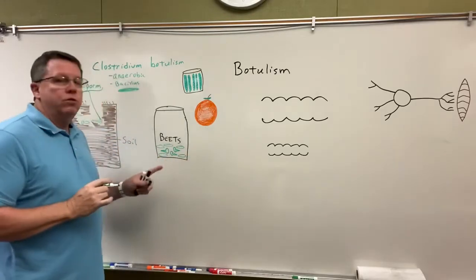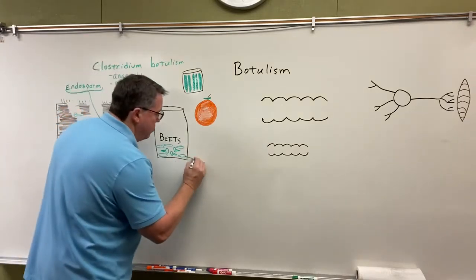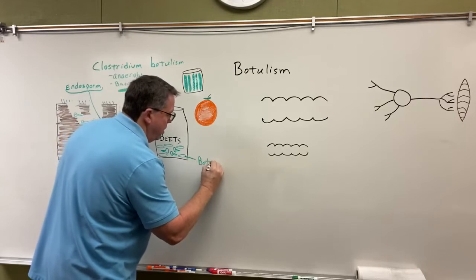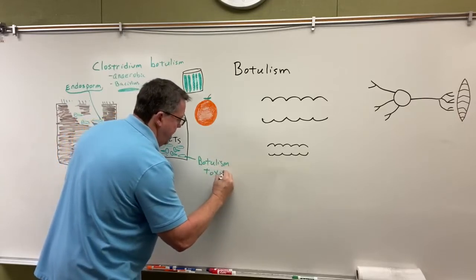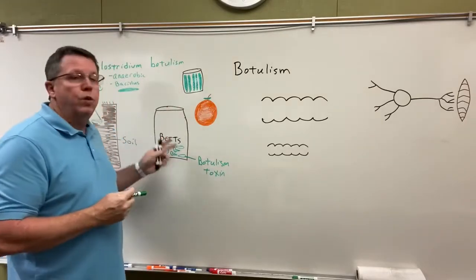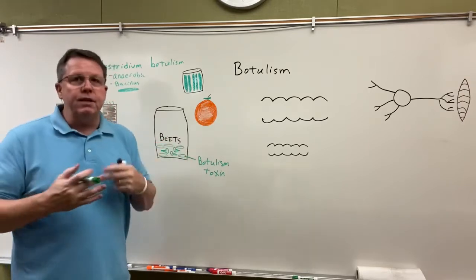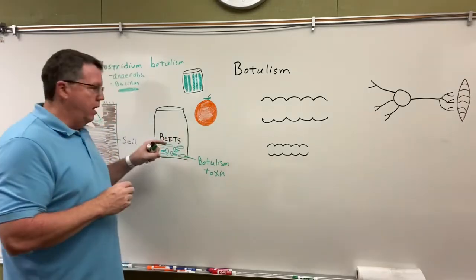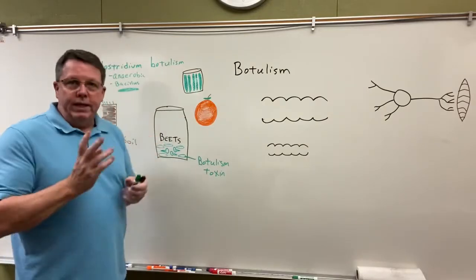And it's going to start to release a toxin, the botulism toxin. So it's going to release the botulism toxin. All right, see that? But at the same time, it's going to break down any sugars that are inside this can. By the way, it doesn't have to be beets. It can be several different types of food. And the ones that it's not, I'll explain in a minute. But it's going to start breaking down sugars.